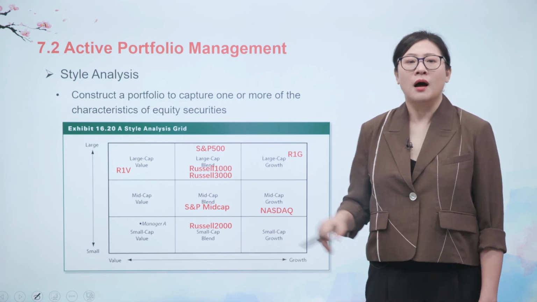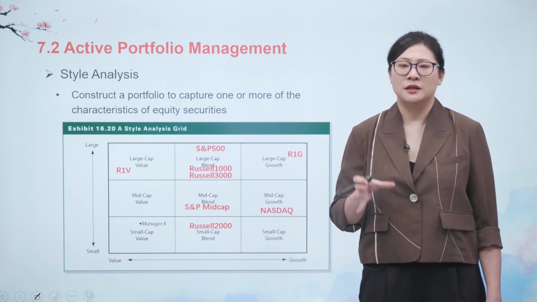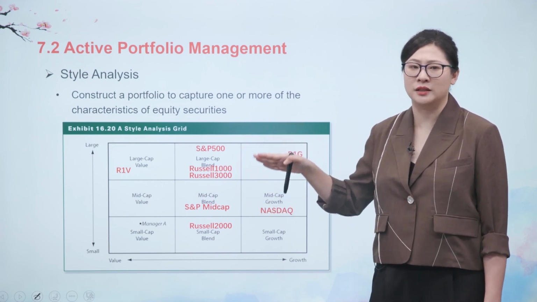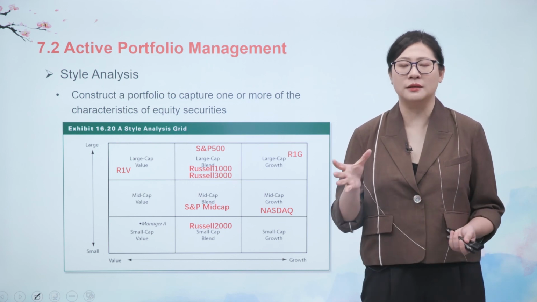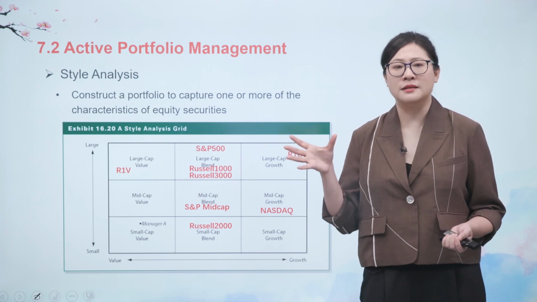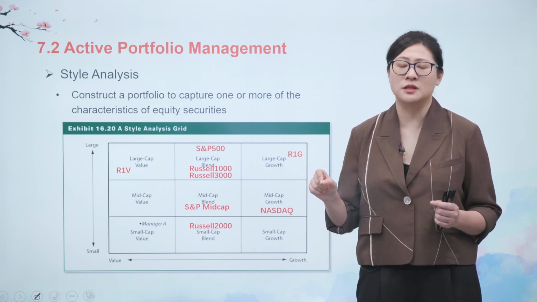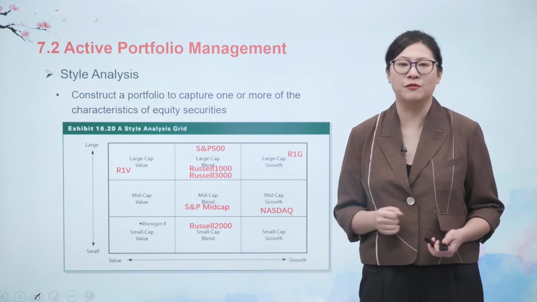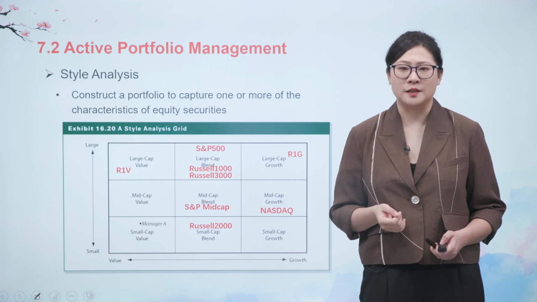So that's all for the style analysis. In the Fama-French 3-factor model, it also uses this kind of style analysis grid and separates small and large cap and also value and growth stocks into different groups to construct our portfolio. So that's all about style analysis.